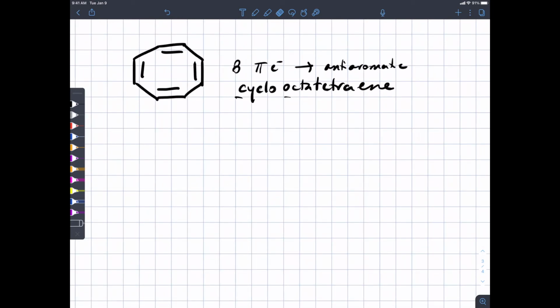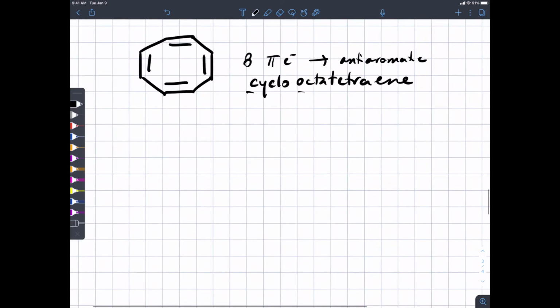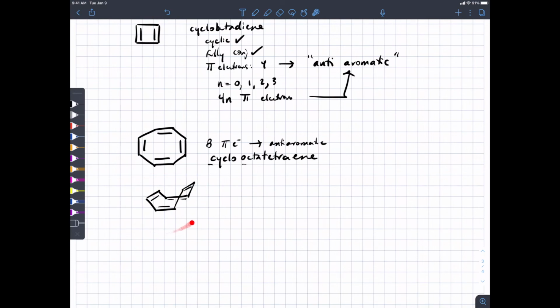In any case, this will distort its geometry so that it's just not planar and not fully conjugated. So it adopts this sort of strange boat-like structure, which I'm struggling to draw, with the double bonds sort of out of conjugation with each other. And when it distorts itself, it breaks apart the anti-aromaticity, and so you can observe cyclooctatetraene. So this is an example of molecules that are neither aromatic nor anti-aromatic because they're not planar.